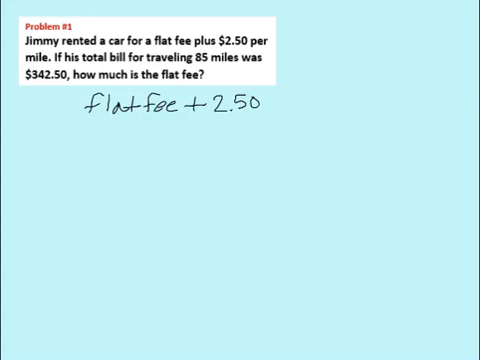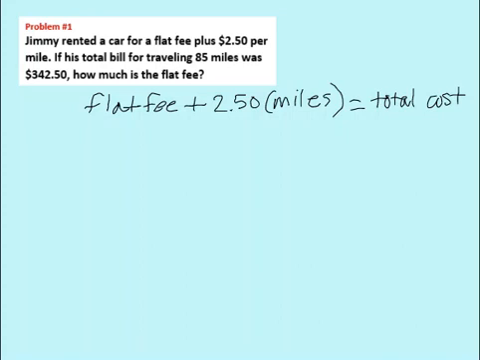So I know I would multiply $2.50 times the number of miles. So I'm going to show that, and I'm going to use the word miles. So that flat fee and then the $2.50 per mile, we're going to add those together, and that gives us the total cost. So I'm going to write that also. What I've just done is create a word equation about this situation.